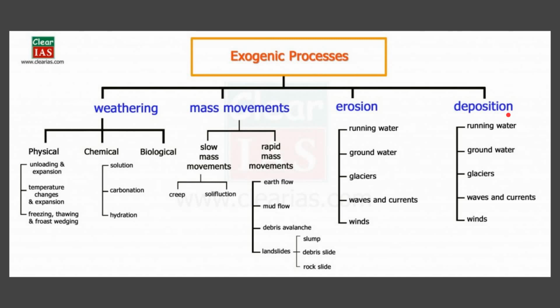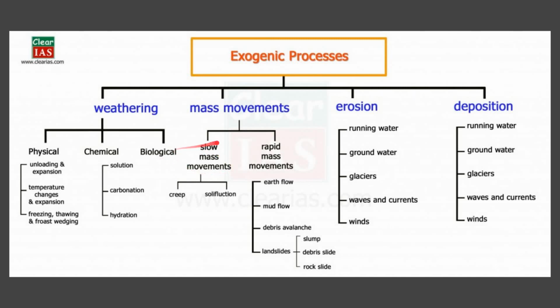Okay, so now we're going to talk about exogenic processes, which, of course, get their energy from not within the Earth. Exogenic processes come in four groups: weathering, mass movements, erosion, and deposition. Weathering comes in three forms: physical, chemical, and biological, though some people don't include biological. And we'll talk more about weathering in the next few slides.